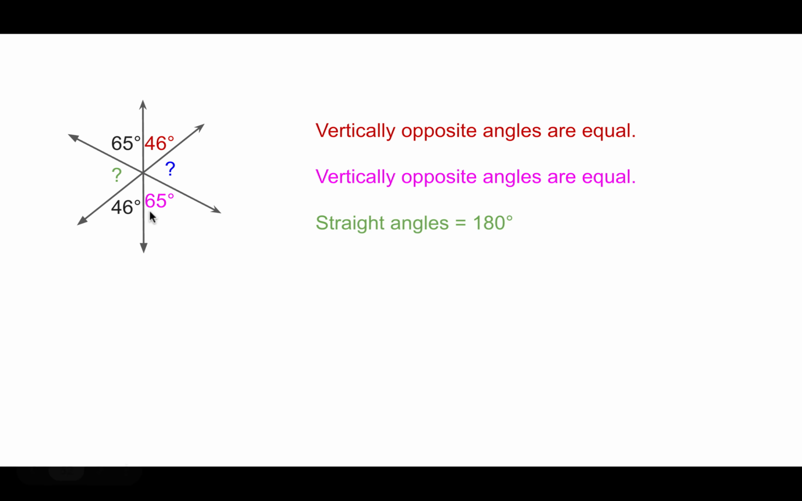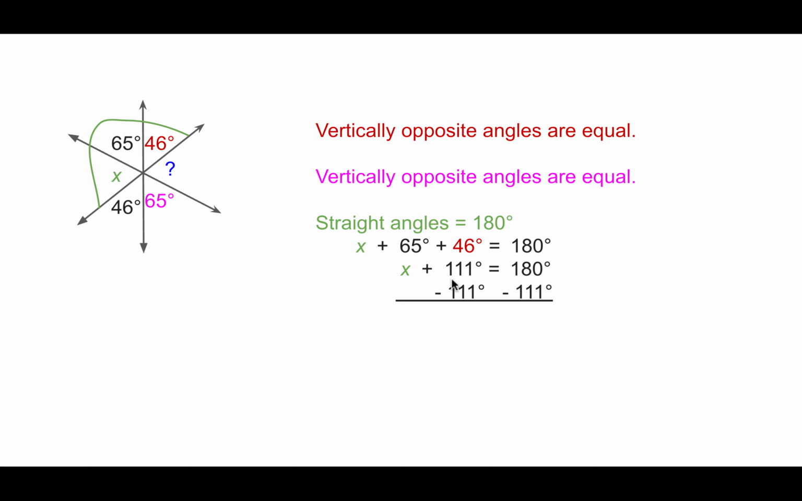Straight angles are 180 degrees, and I need to know that to figure out my green question mark. So here's my straight angle. So I can add my x plus my 65 plus my 46, and that will equal 180 degrees. 65 plus 46 is 111 degrees. I subtract that from each side, so x equals 69 degrees.